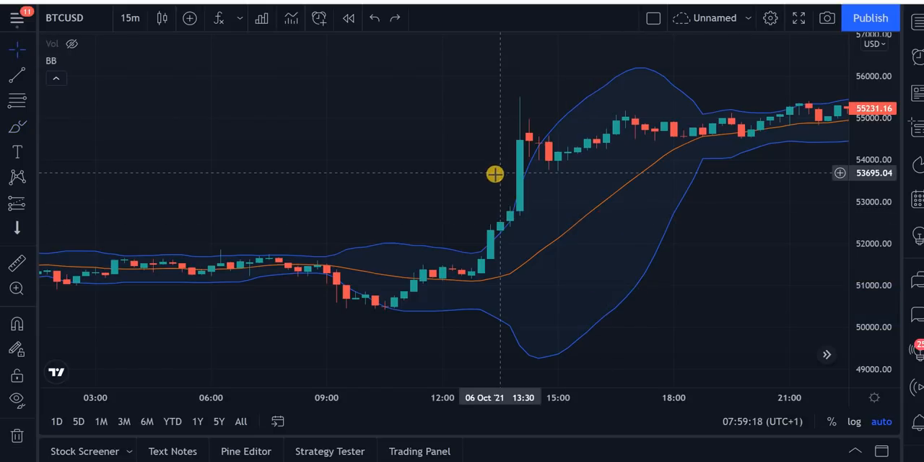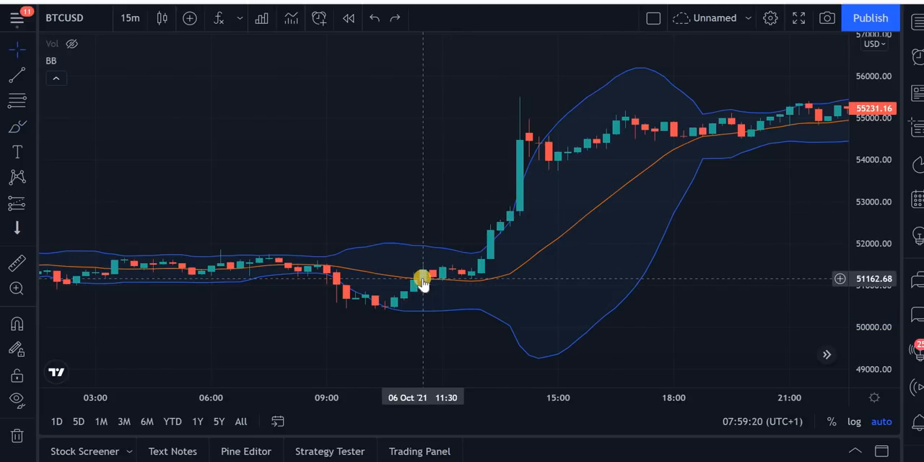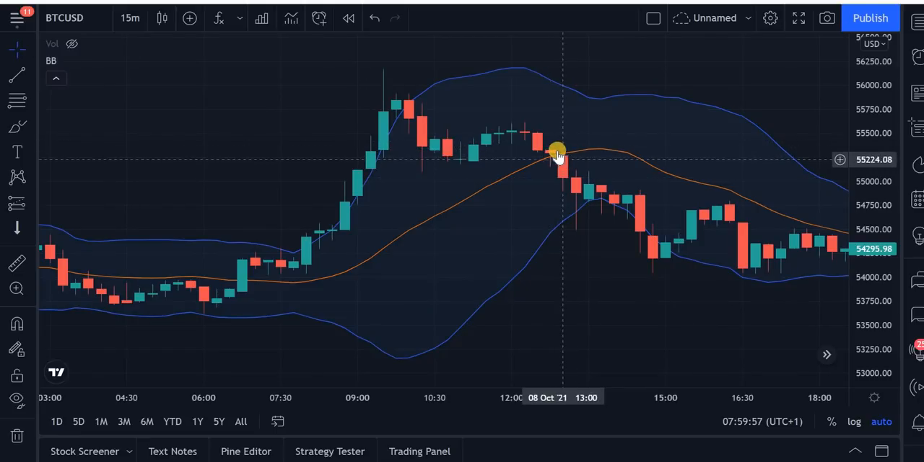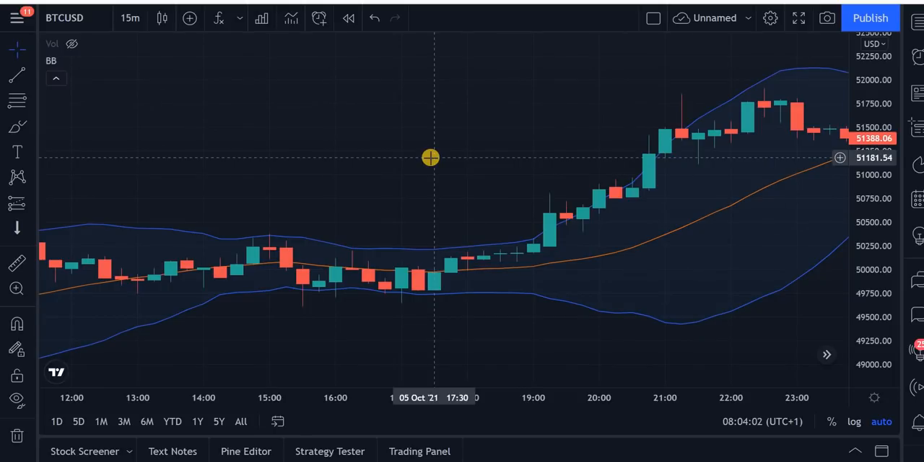And also you need to know that when the price is between the moving average and the upper band, that means the price is said to be in an uptrend. And when the price is within the moving average and the lower band, that means the price is said to be in a downtrend. Now that you understand how the Bollinger Band works, now let's go over to the settings of this indicator.